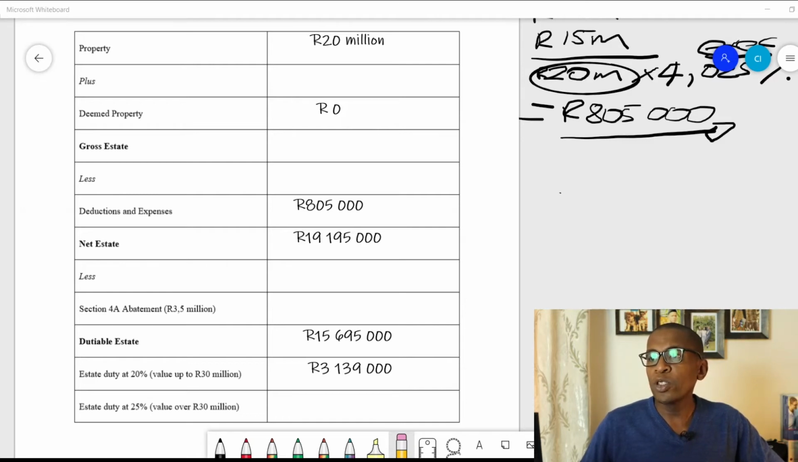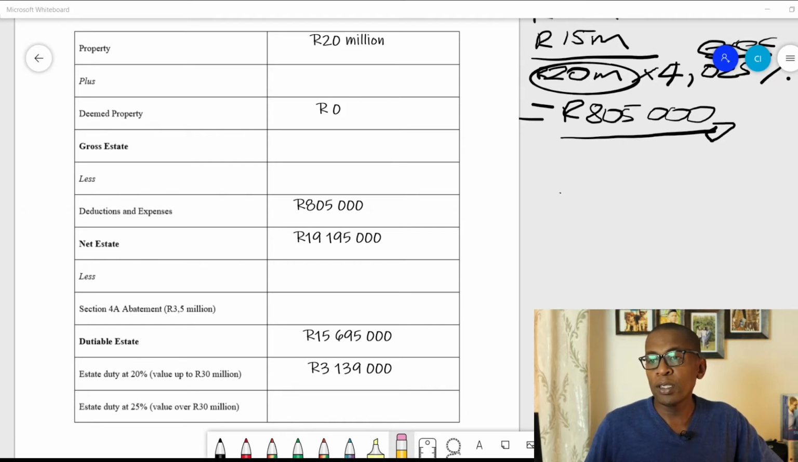And then we have to deduct this 805,000 rands that we've just worked out as the executor's fees. That comes off because ultimately, when we're working out estate duty, we're trying to tax the net estate. So we need to take out deductions, and the example we used here as a deduction is the executor's fees. That gives you a net value of 19,195,000 as your net estate.